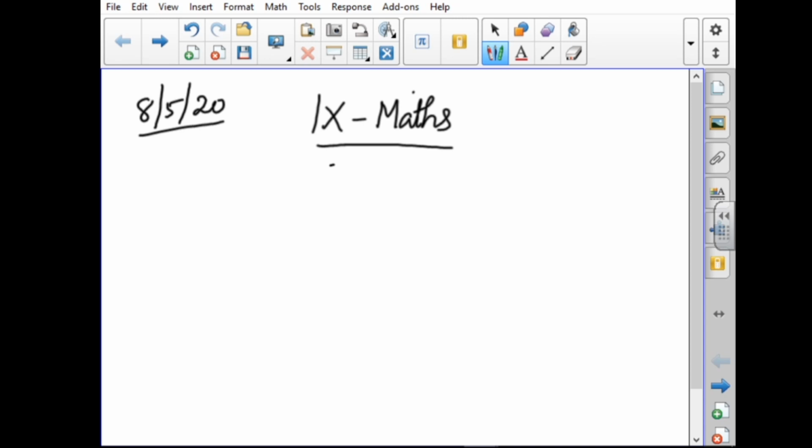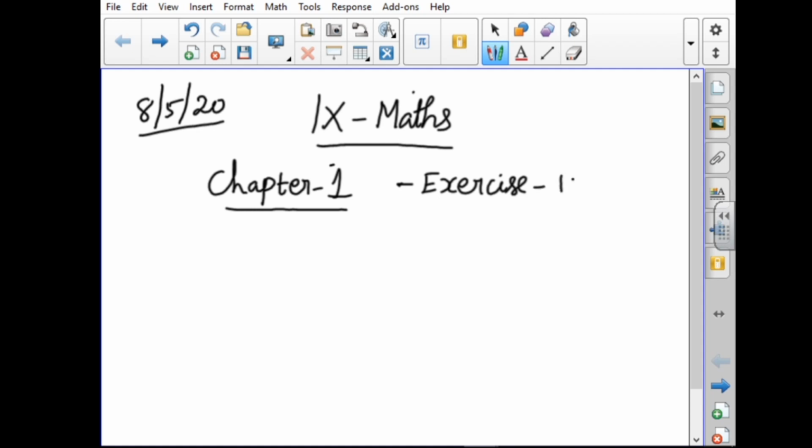Today we are going to see about chapter 1, exercise 1.4, page number 19.